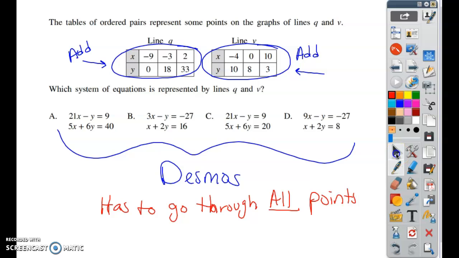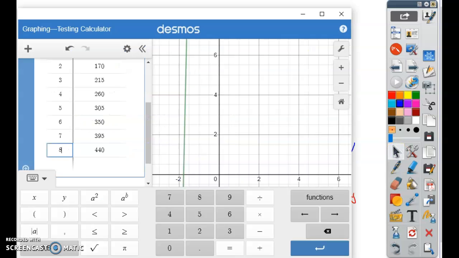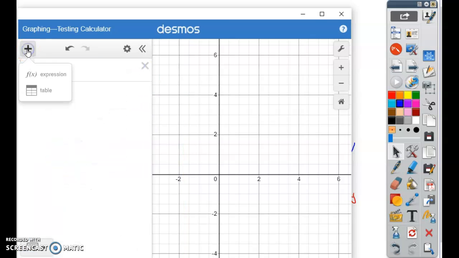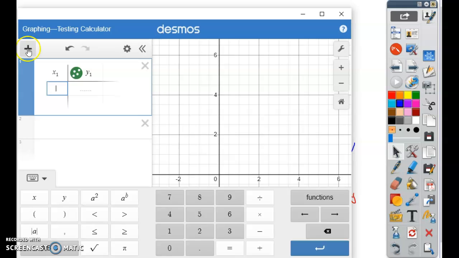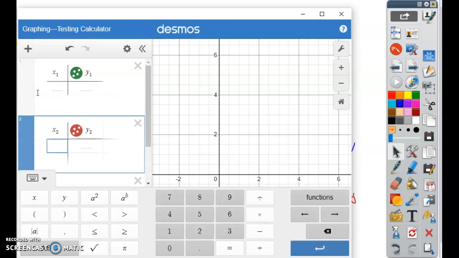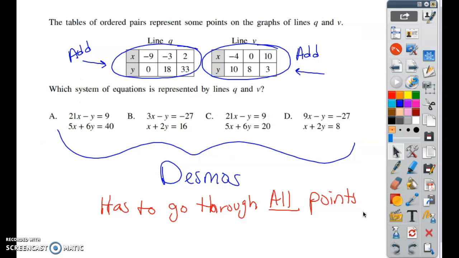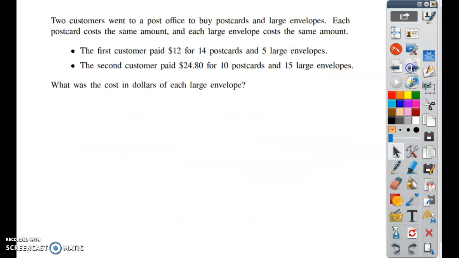Okay? So we did it yesterday during the game. Add the table. So you're going to go in Desmos. You're going to add a table, and then you're going to add a second table. So add both tables. Then add all of the answer choices and see which one goes through all of the points. Pause the video. Work on that one out. Okay, let's move on to the next one.